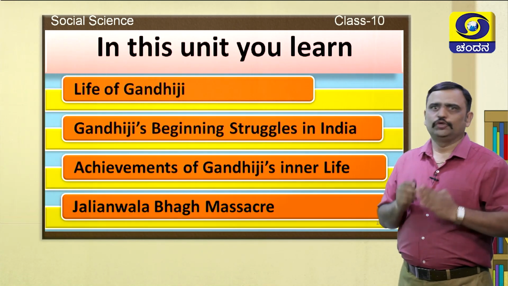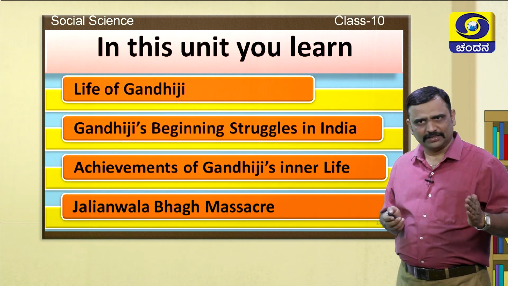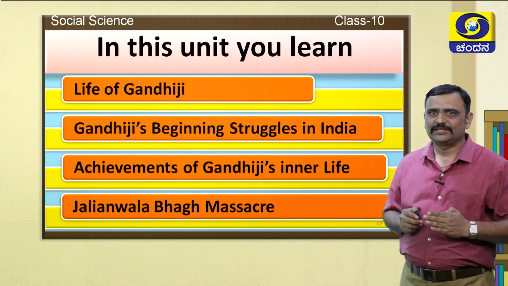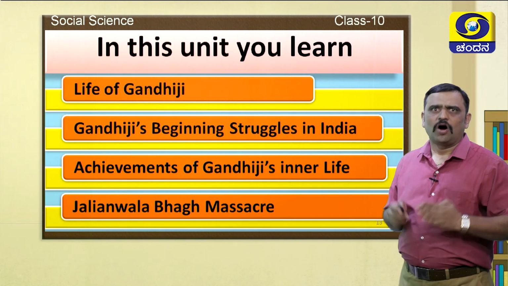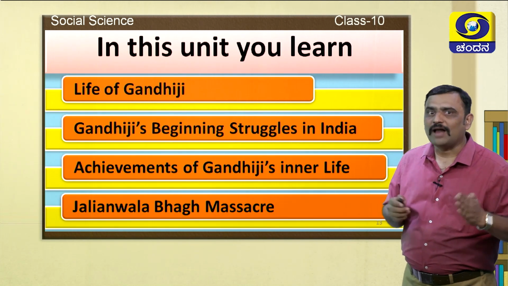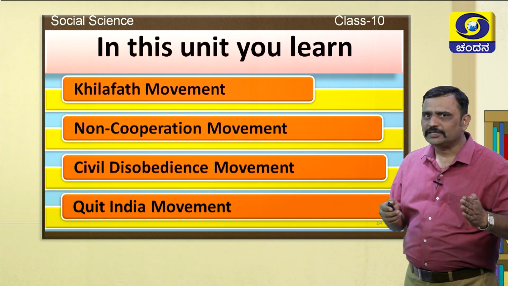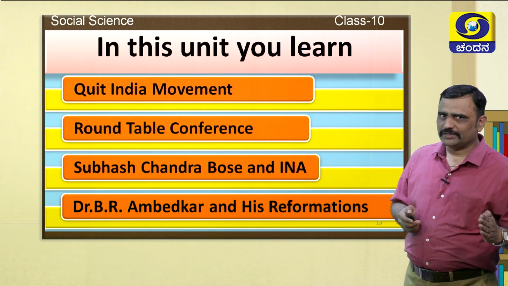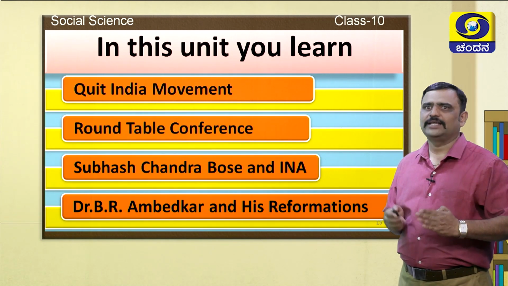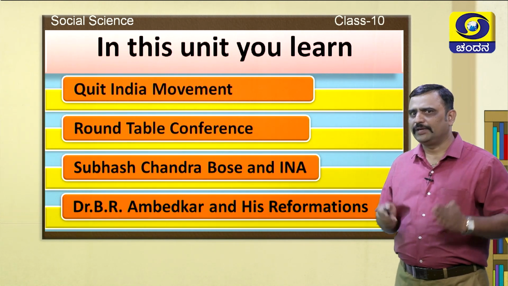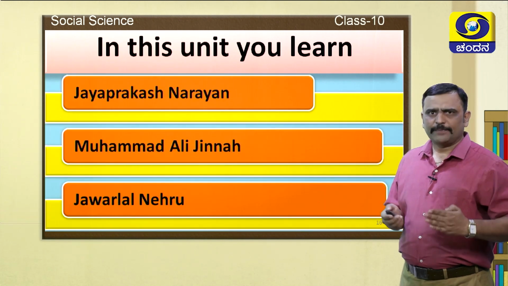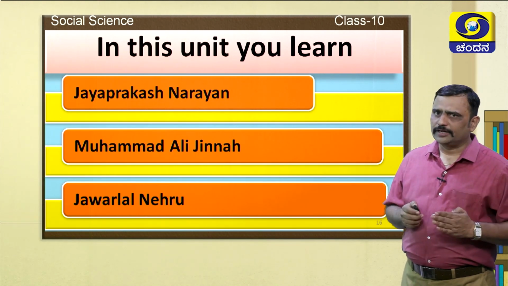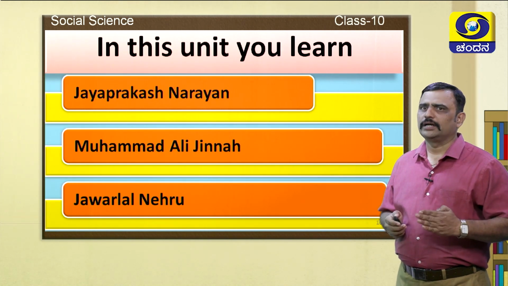Dear students, in this unit, you will learn about the life of Mahatma Gandhiji, Gandhiji's beginning struggles in India, achievements of Gandhiji's inner life, the Jallianwala Bagh massacre, and more. Apart from this, you will learn about the Khilafat movement, non-cooperation movement, civil disobedience movement, Quit India movement, and round table conferences, Netaji Subhash Chandra Bose and his Indian National Army, Dr. B.R. Ambedkar and his reformations, Jai Prakash Narayan and his socialist movements, Muhammad Ali Jinnah, and Jawaharlal Nehru. All these things you are going to learn in this chapter.